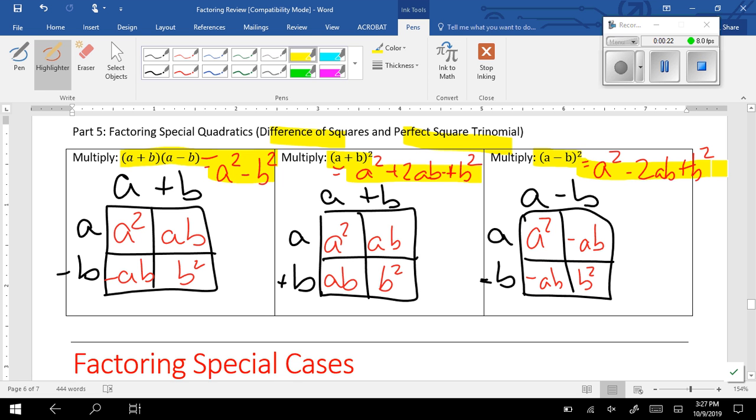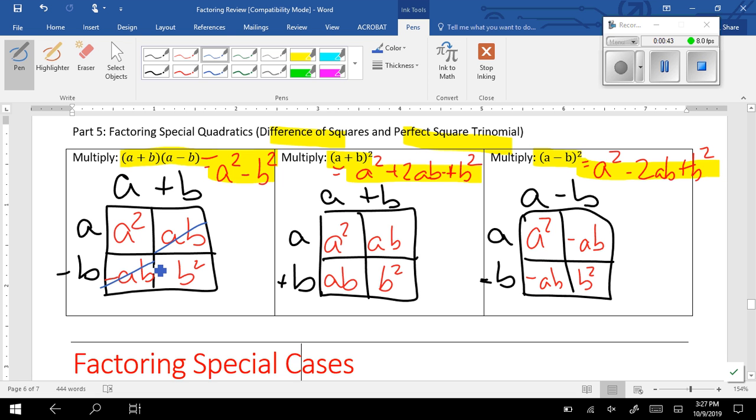If I do a plus b times a minus b, so I'm multiplying conjugates, which means that they're the same except the sign in the middle, what happens is my outer and my inner, my two boxes there, subtract out. So I get a squared minus b squared, which is why it's difference of squares, subtraction with perfect squares.